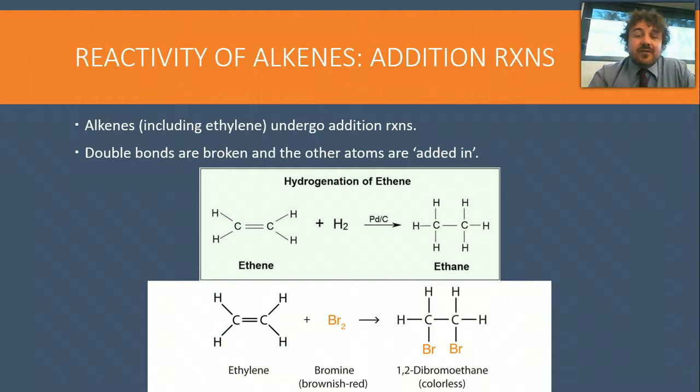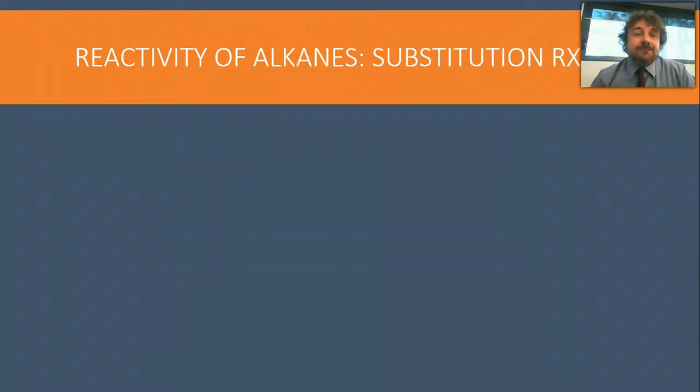If we do it with a halogen, which remember is a group 7 element, like chlorine, bromine, or fluorine, and add bromine, which is brownish red, to ethylene, the addition goes in and you make 1,2-dibromoethane. That's colourless. So ethylene in bromine gives you a colourless product. You've now worked out a test to tell if you've got ethylene or ethane.